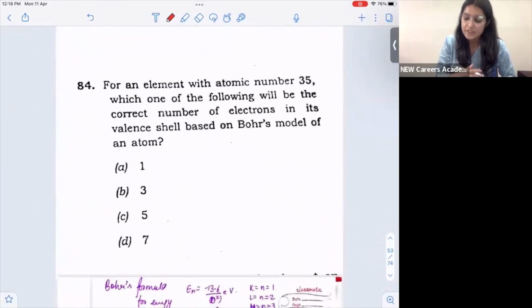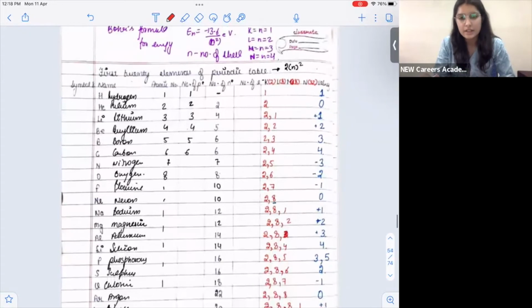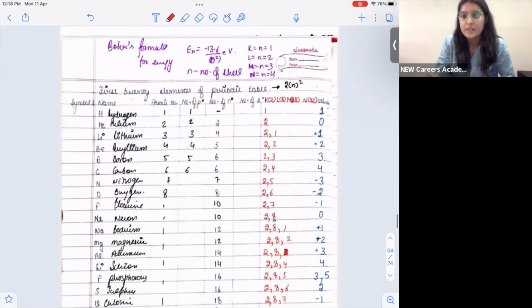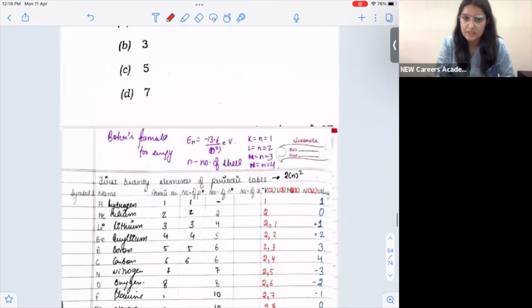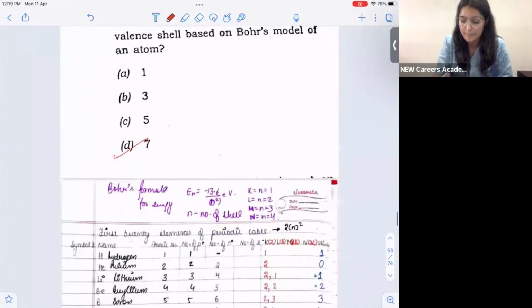84. An element with an atomic number 35, which one of the following would be correct? So here is the electronic configuration of the first 20 elements, but we know how to do electronic configuration. So doing that, if an element has 35 atomic number, that means 35 electrons. We get 7 as valence electrons. Option D.